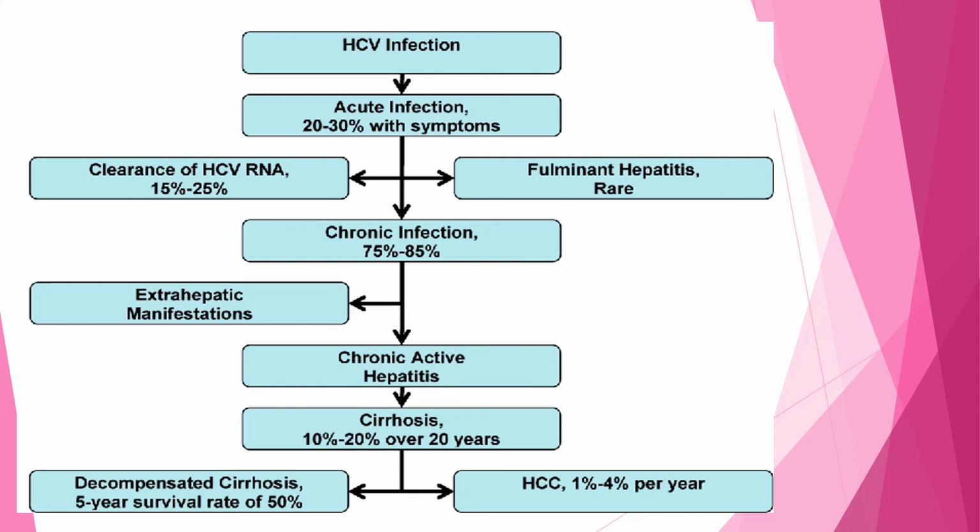As you see in the table, acute infection with hepatitis C virus causes symptoms in only 20 to 30%, and 15 to 25% clear the virus, while 75 to 85% go on to chronic infection. From this chronic infection, extrahepatic manifestations are the most common, fulminant hepatitis is rare, and chronic active hepatitis progresses to cirrhosis, hepatocellular carcinoma, and decompensated cirrhosis, mainly after 20 years of age.